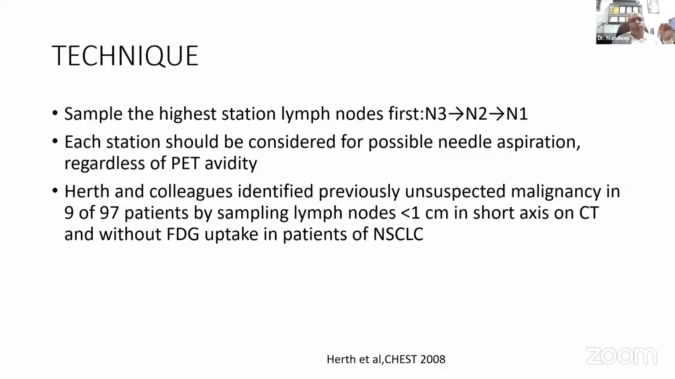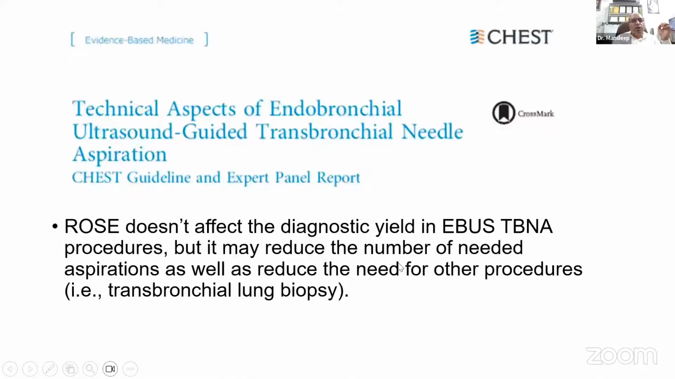So how to perform the procedure for malignancy? We have to sample the highest station lymph node first. That is the N3, followed by N2 and N1. And each station should be considered for possible needle aspiration, regardless of PET avidity. Hirth and Claes identified previously unsuspected malignancy in 9 of 97 patients by sampling lymph nodes less than 1 centimeter in short axis on CT and without FDG uptake in patients with non-small cell lung cancer.